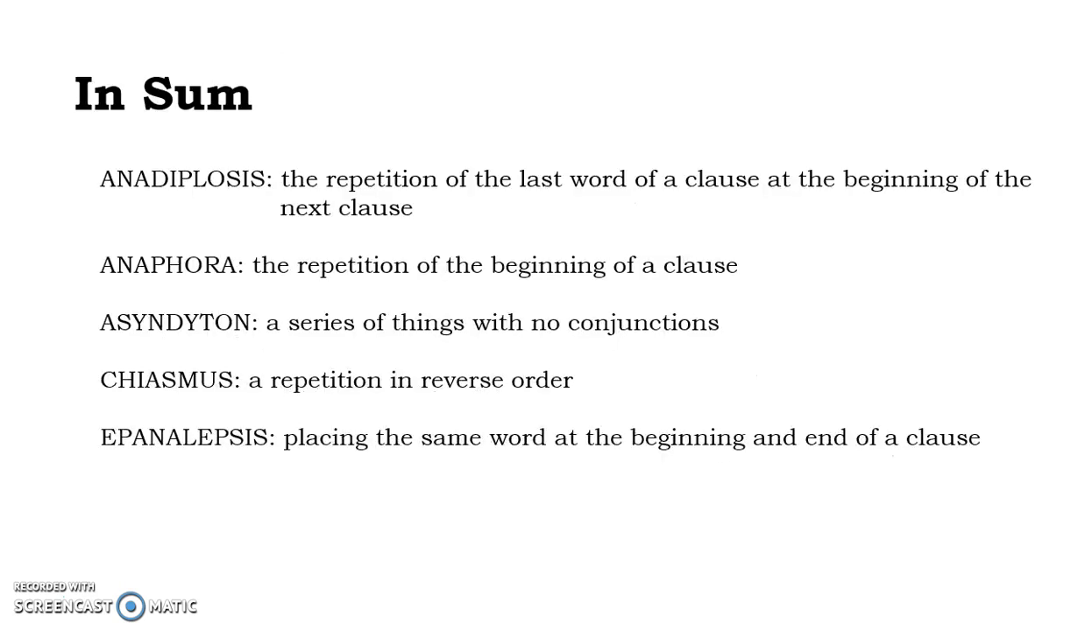So to sum it all up, anadiplosis, the repetition of the last word of a clause at the beginning of the next. Anaphora, the repetition of the beginning of a clause. Asyndeton, a series of things with no conjunctions. Chiasmus, a repetition in reverse order. And epanalepsis, placing the same word at the beginning and end of a clause. So be ready to identify these in our next quiz.